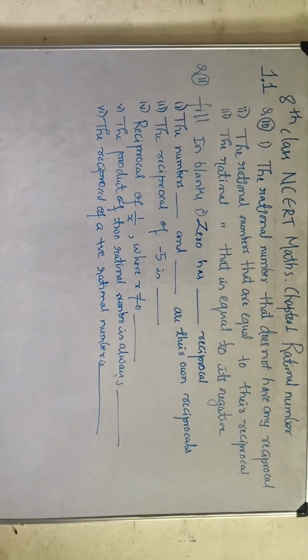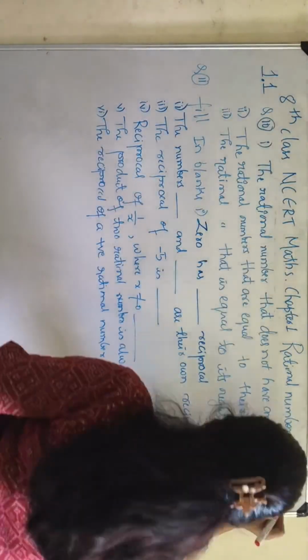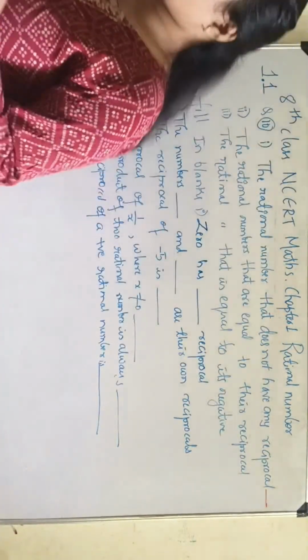This is exercise 1.1, 8th class NCERT maths chapter 1, rational numbers. So in that we are solving exercise 1.1, question number 10. What is question number 10? In the first one: the rational number that doesn't have any reciprocal. We have to tell which rational number doesn't have any reciprocal. Do you have any answer?